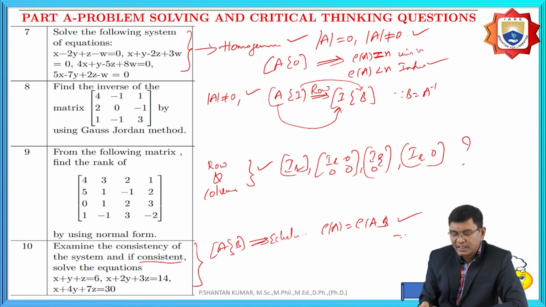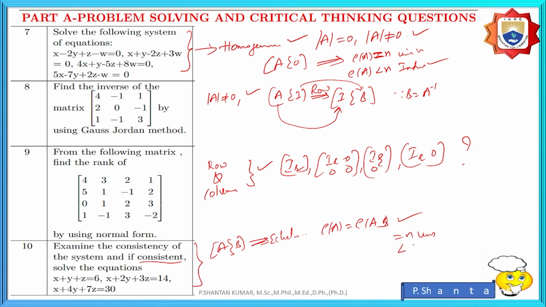Either it may be equal to n, a unique solution, or less than n, infinite solutions. Based upon these conditions, we need to find the solutions. This is under the critical thinking problems. These are the 10 problems which cover every method we discuss. Before going to discuss these problems, we need to understand what we discussed before this question bank.